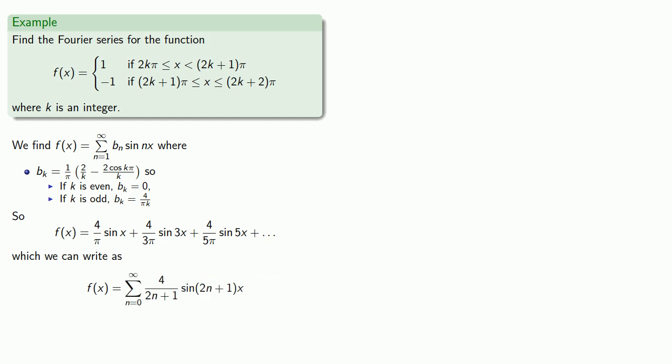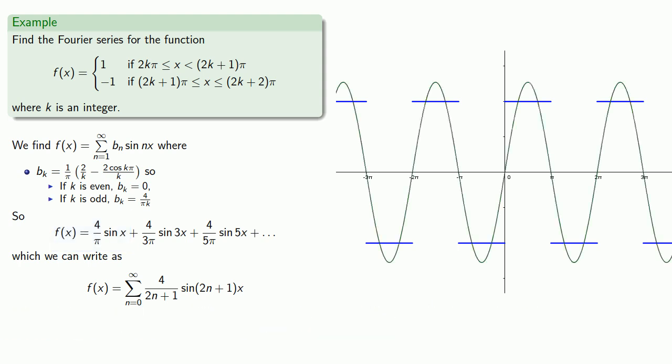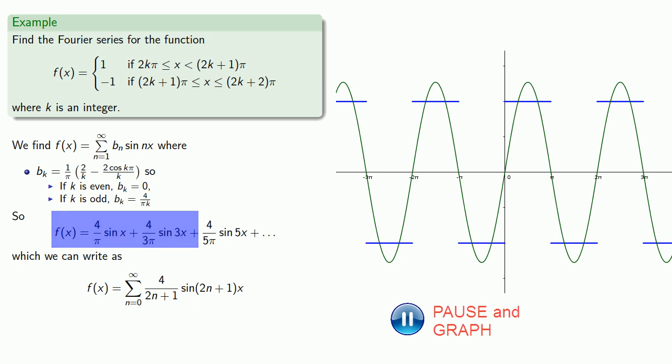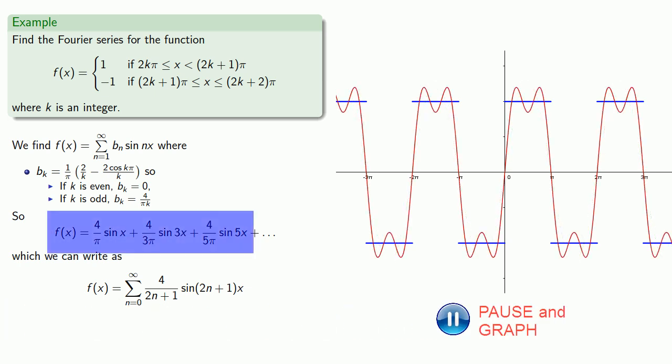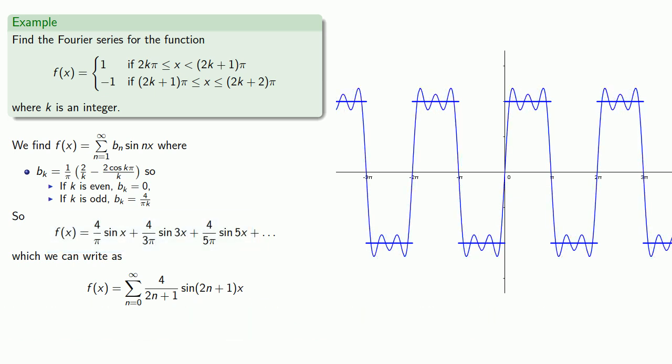And if possible, it's always a good idea to graph your series just to make sure it looks something like the function. So we have our original step function. If we graph the function equal to just the first term of the series, it looks like this. If we include the first two terms of the series, we get this. If we include the first three terms of the series, we get this. And it's certainly looking like our trigonometric series is going to converge to the step function.